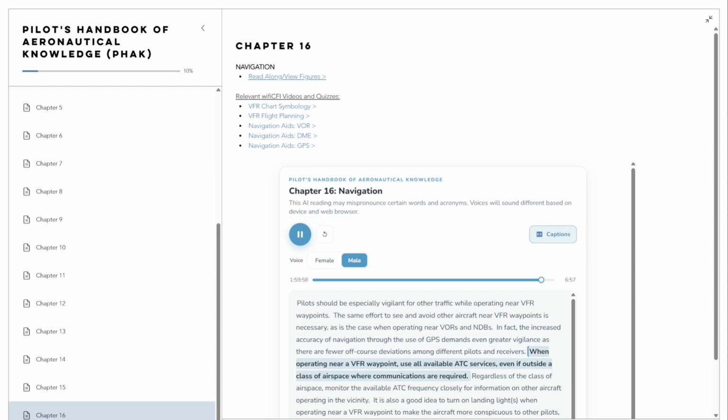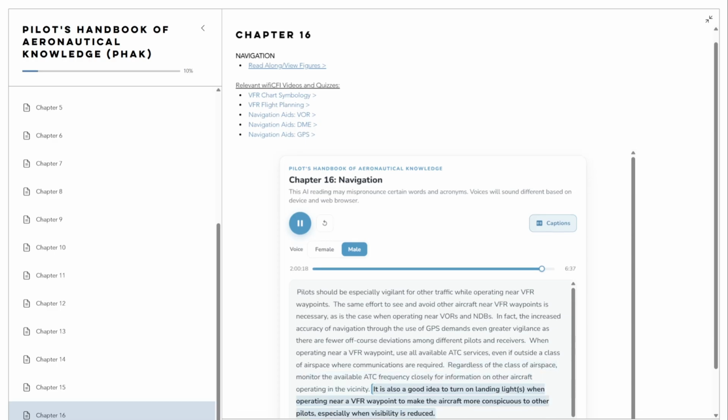When operating near a VFR waypoint, use all available ATC services, even if outside a class of airspace where communications are required. Regardless of the class of airspace, monitor the available ATC frequency closely for information on other aircraft operating in the vicinity. It is also a good idea to turn on landing lights when operating near a VFR waypoint to make the aircraft more conspicuous to other pilots, especially when visibility is reduced.